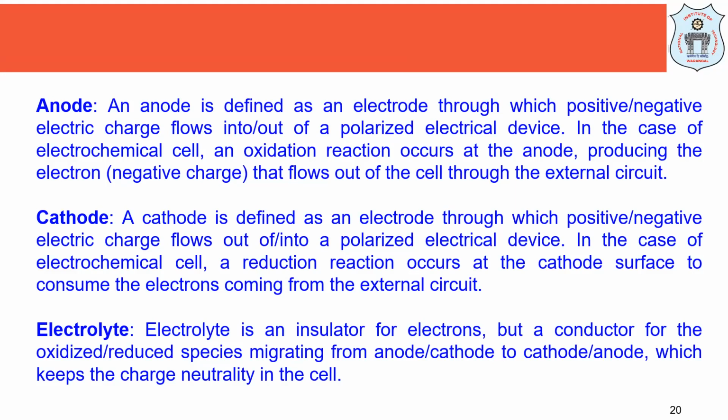The cathode is defined as an electrode through which positive or negative electric charge flows out of or into a polarized electrical device. In the case of this electrochemical cell, a reduction reaction occurs at the cathode surface, which will consume the electrons coming through the external circuit. And what is an electrolyte? It is an insulator for electrons, but a conductor for the oxidized or reduced species migrating from anode to cathode or cathode to anode, which keeps the charge neutrality in the cell.